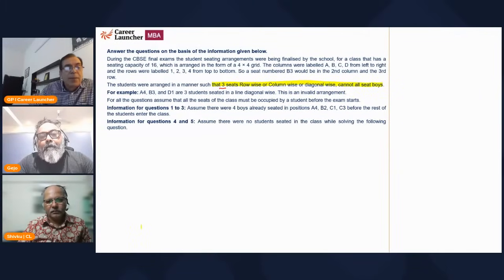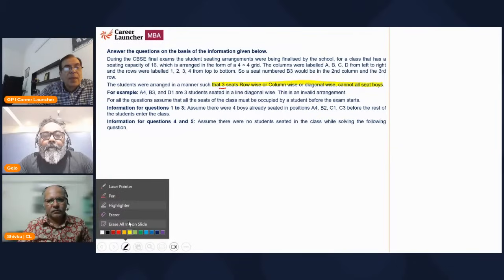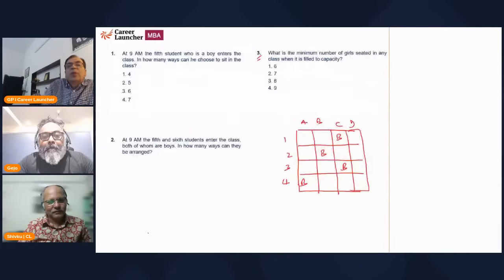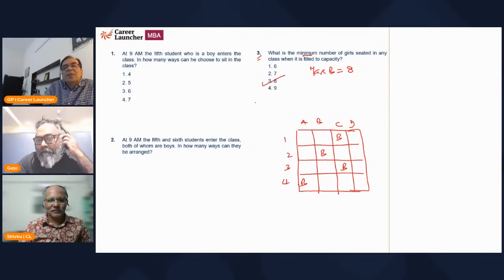What this means is a maximum of 2 boys in any row. Correct. Now look at this next question, the first one. Minimum number of girls. If I can have a maximum of 2 boys in any row, that means the maximum number of boys has to be equal to 8, because you cannot have more than 2 boys in any row. That means the minimum number of girls has to be 8.